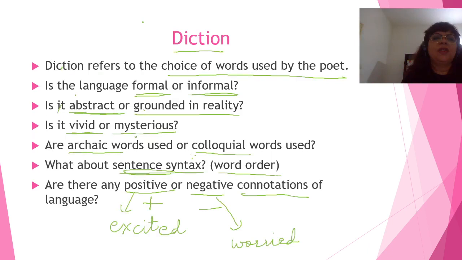What about sentence syntax? That is the word order. Is the word order being changed? I gave an example about the quality of the rose. I say it's a beautiful rose. Or, beautiful is the rose. That is what I was talking about. And are there any positive or negative connotations of the language?